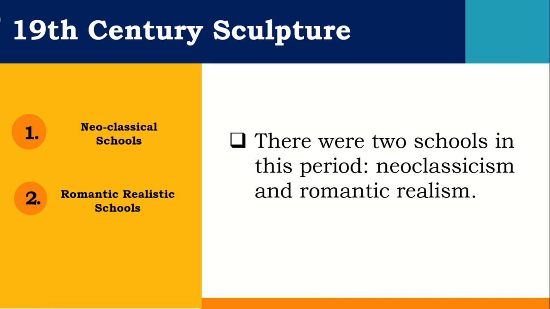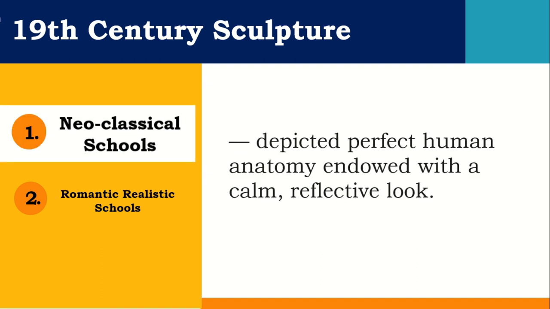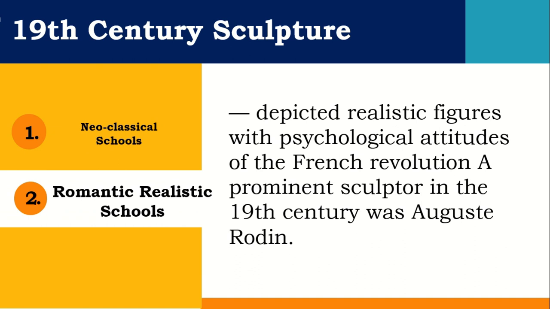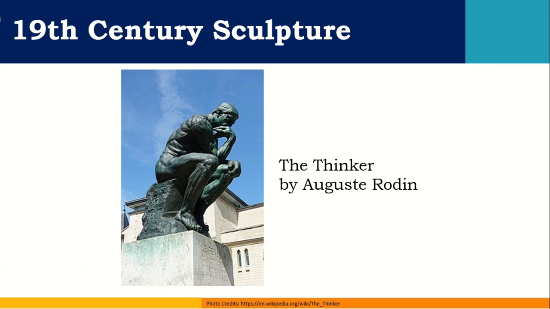The 19th century sculpture. There were two schools in this period, the Neoclassicism and Romantic Realism. Neoclassical schools depicted perfect human anatomy, endowed with a calm, reflective look. And the romantic realistic schools depicted realistic figures with psychological attitudes of the French Revolution. A prominent sculptor in the 19th century was Auguste Rodin. An example work of art is The Thinker by Auguste Rodin.